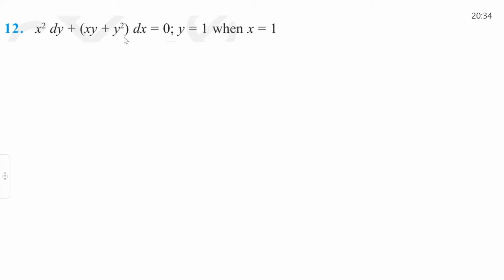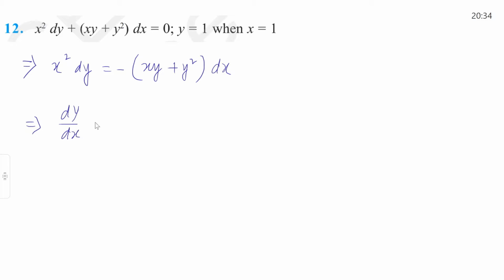First solve the differential equation by the usual method. Usual method means the process we have already learned. This implies it is homogeneous, the square is there, where the degree is 2 and the degree is 2, so it is homogeneous, therefore we have to find the value of dy dx. So it is x square dy on the left hand side is equal to minus of xy plus y square dx on the right hand side. So dy dx is equal to minus, this is xy plus y square divided by simply x square. Clear? Mark it by 1.